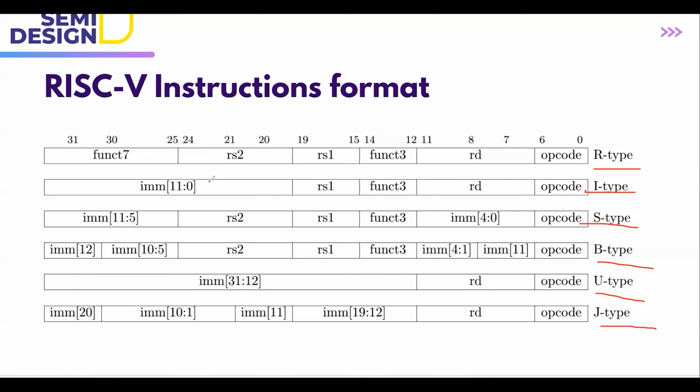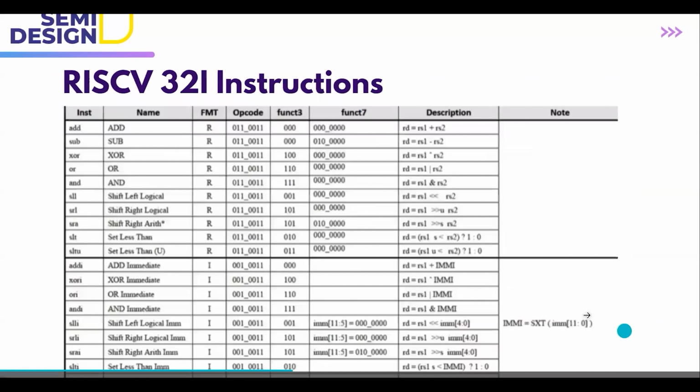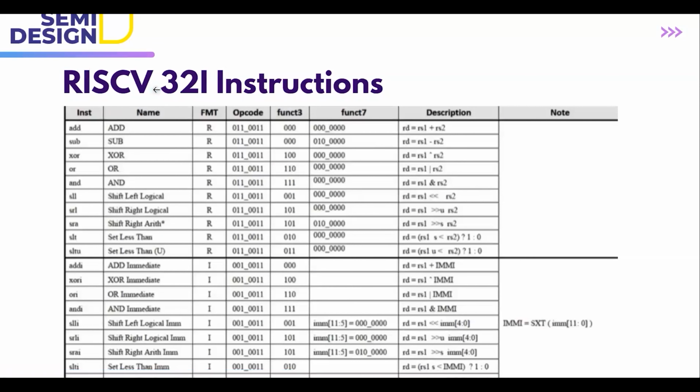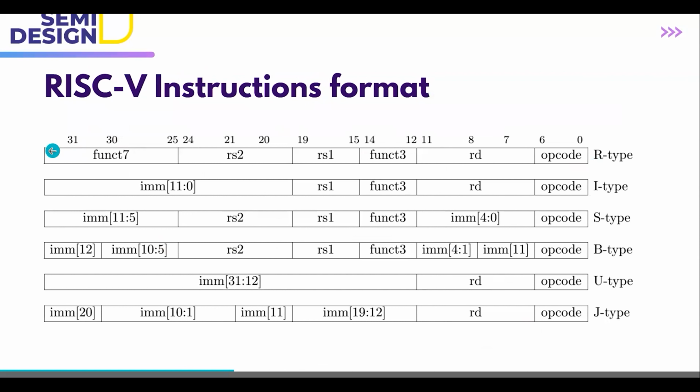So today we'll see all the instructions briefly, how each instruction is working. These are the different types of instructions. First we'll see the R type instruction. In total, in RISC-V RV32I, we have these many different types of instructions. Each element has 32 bits. If you observe here, each element has 32 bits.